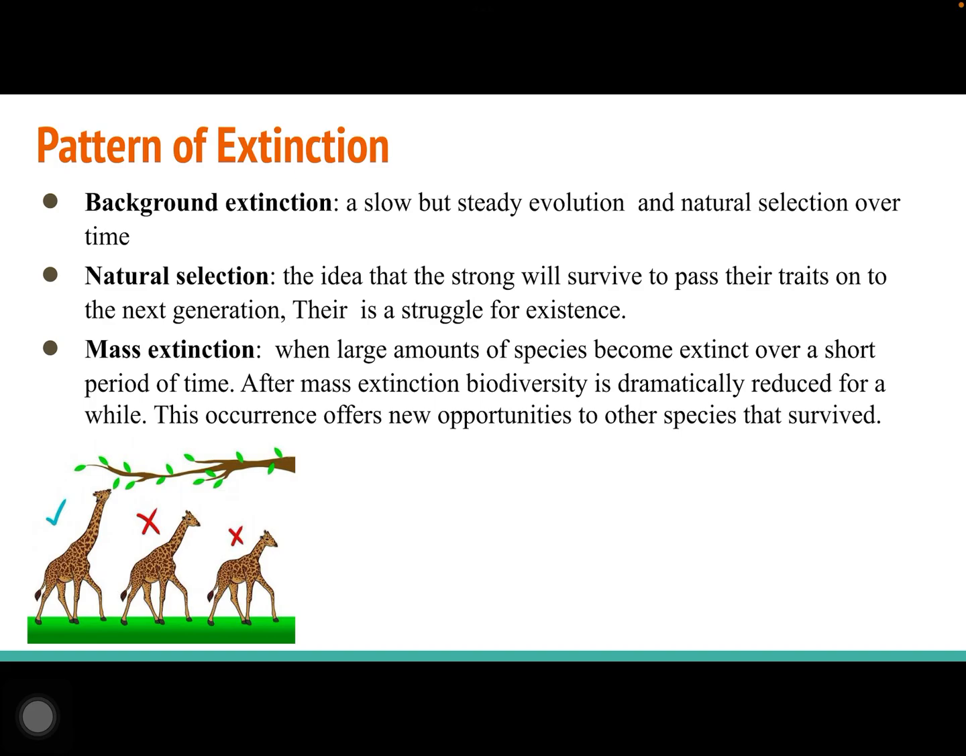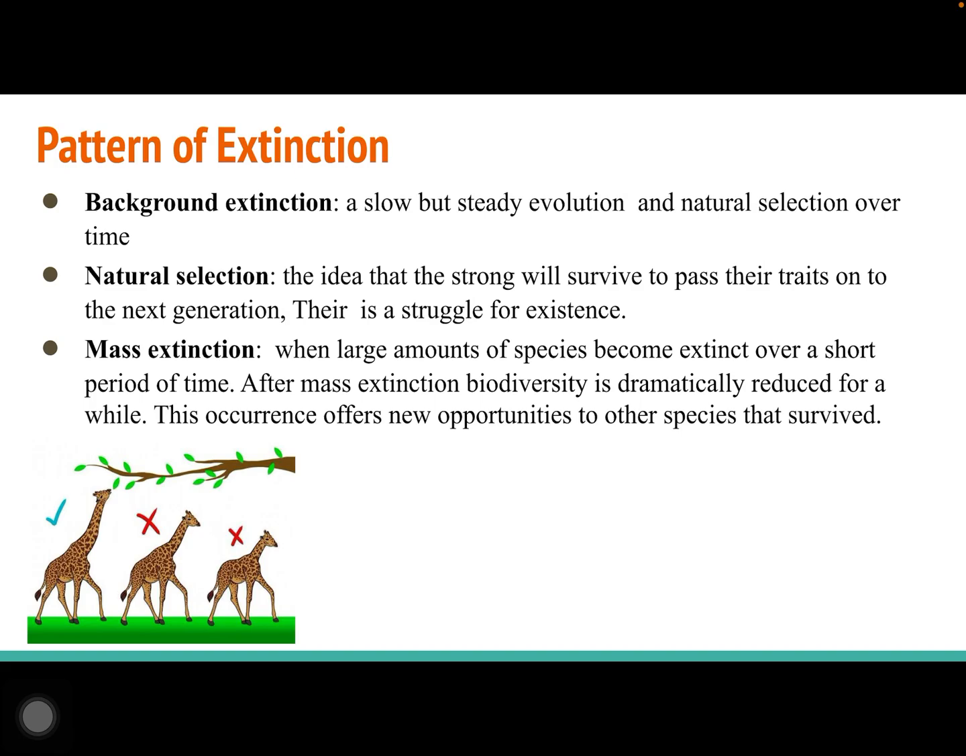We also have different types of extinctions that we need to talk about. The first one is called background extinction. It's a slow and steady evolution and natural selection over time. The main thing to know is, what is natural selection? Natural selection is the idea that the strong will survive to pass their traits on to the next generation, and there is a struggle for existence. So with background extinction, we're talking about natural selection picking the best trait to help pass on genetically for an organism to survive.